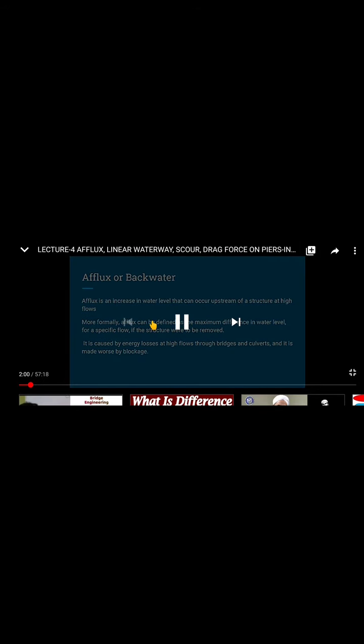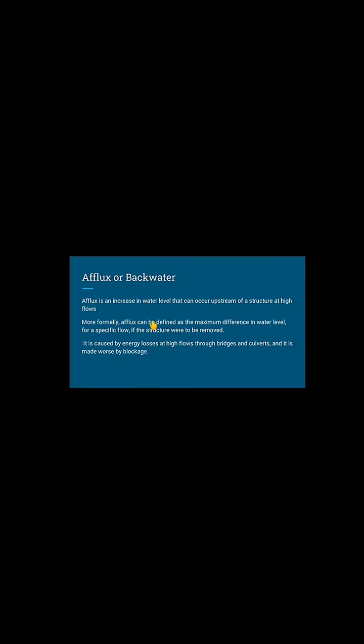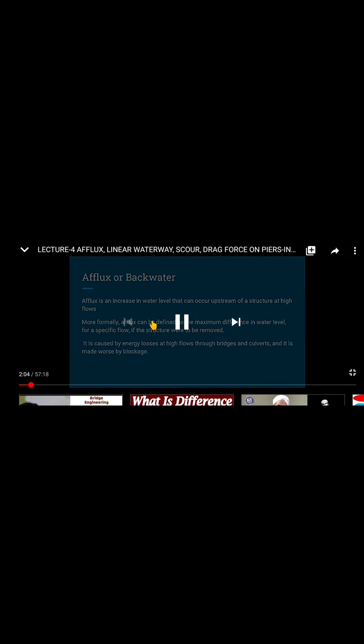An afflux is an increase in water level that can occur at the upstream of a structure at high flows. More formally, an afflux can be defined as the maximum difference in water level for a specific flow if the structure were to be removed. So here you can see the figure. There is a pier and the water is flowing with some velocity. Whenever there is a pier, there is an increase in the level of water. This height, y and y dash, we have mentioned here.